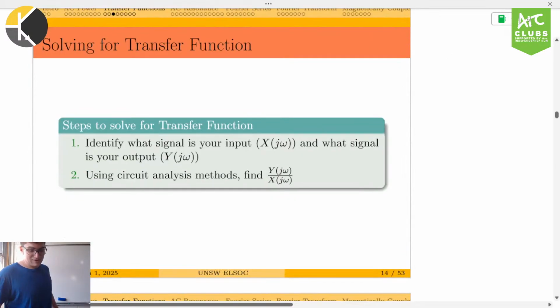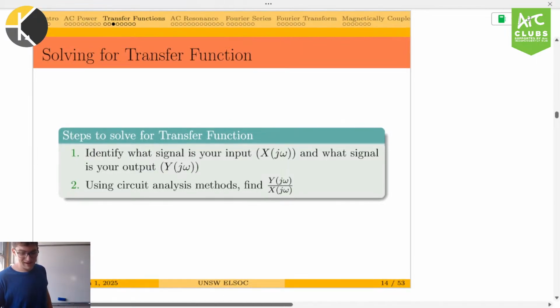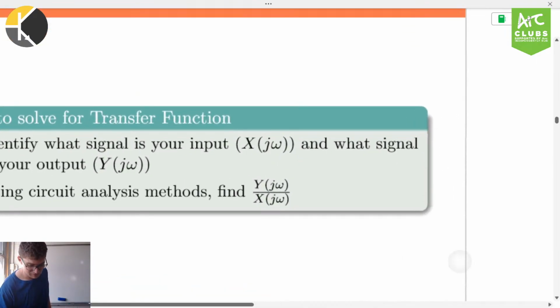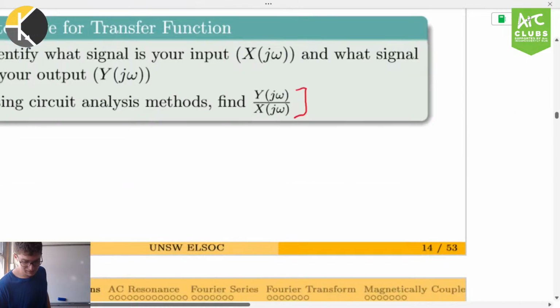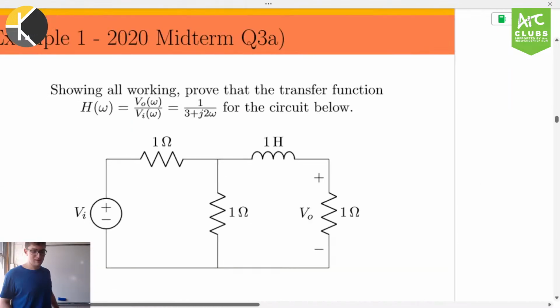Okay. Steps, it's actually similar to ELEC Quad 1. You haven't done it exactly, but you've all done circuit analysis before. You all remember mesh, nodal, all that stuff, superposition. You can use any of these to find this expression. Okay. Here we go.